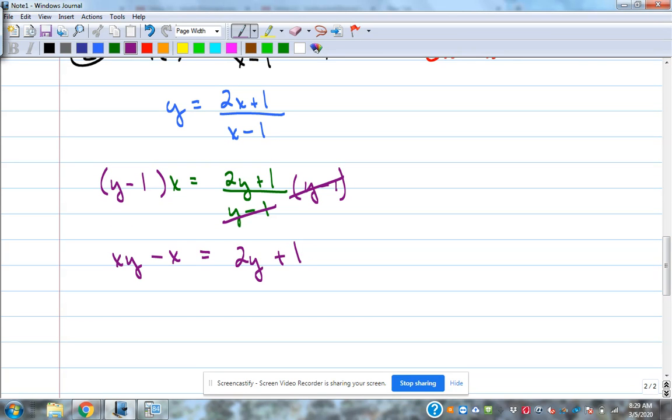All right, so if I'm trying to get y by itself again, what needs to be on the same side? Things that have y, right? And then the other side needs to be the stuff that doesn't have a y, okay? So I've got two things that have y. I've got xy and 2y. So I need to get those on the same side and get the other stuff that doesn't have a y on the other side. So I'm going to do that math. I'm going to add x and subtract 2y. So that's xy minus 2y equals x plus 1.